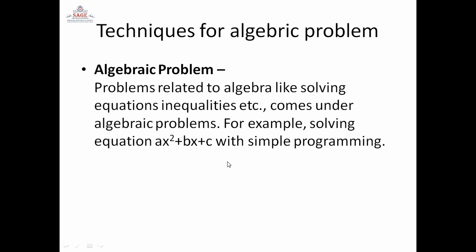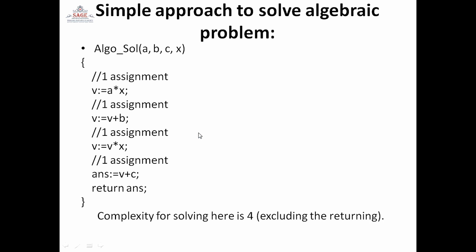Now the algebraic problem can also be solved by using this lower bound theory. So we have this one: ax square plus bx plus c is a polynomial equation. So we can use lower bound theory here too. We are going to bound the lower side. So this is a simple approach to how we are going to solve this polynomial equation that I have written earlier. It is a x square plus bx plus c.